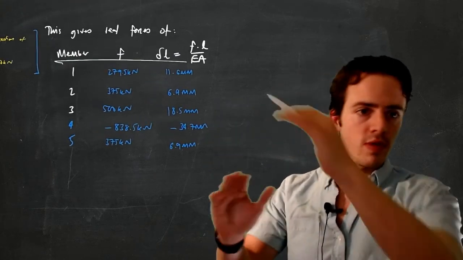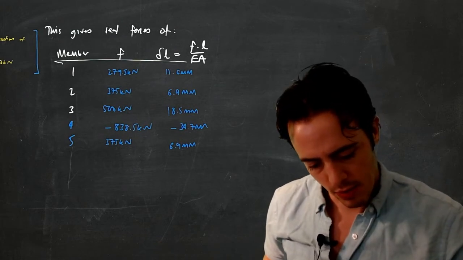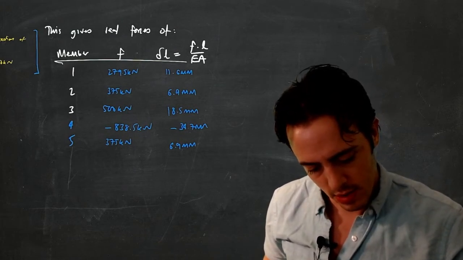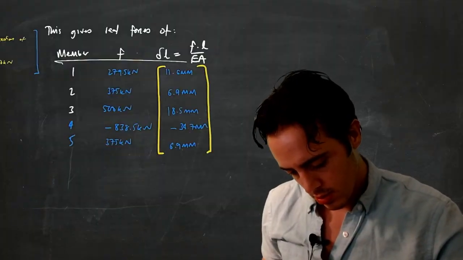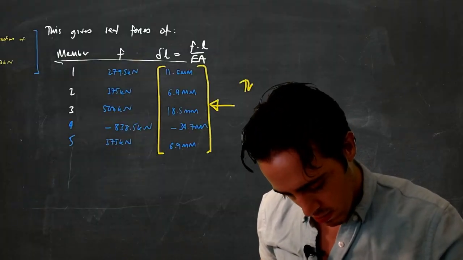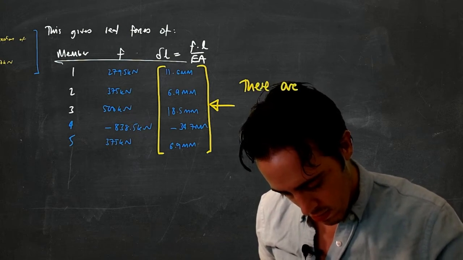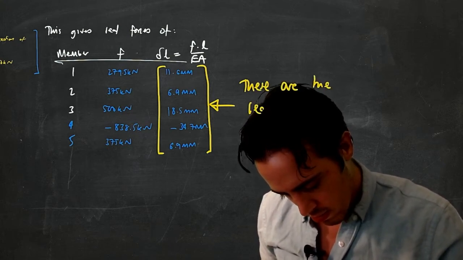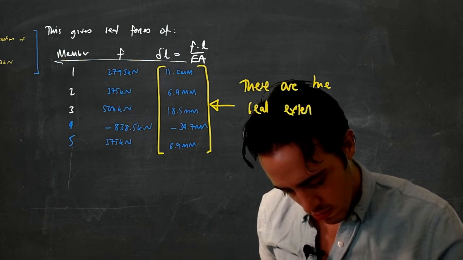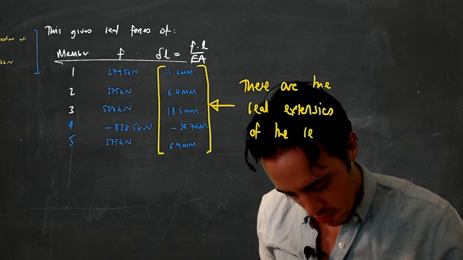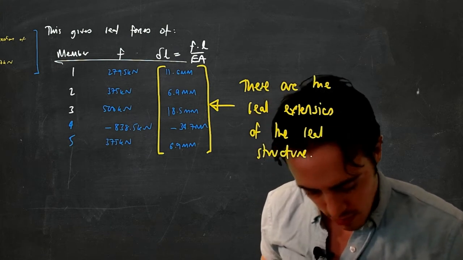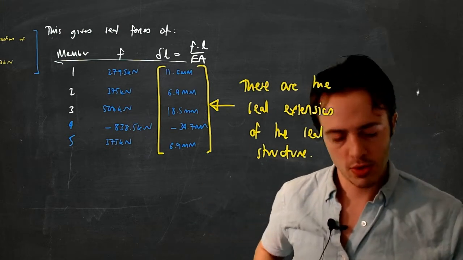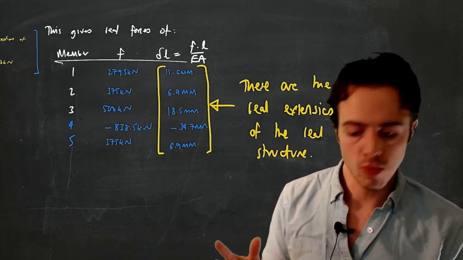So we've now got all of these numbers here. Now these are our real extensions of the real structure. Okay, and these are the bits that we're going to use to determine our internal virtual work.